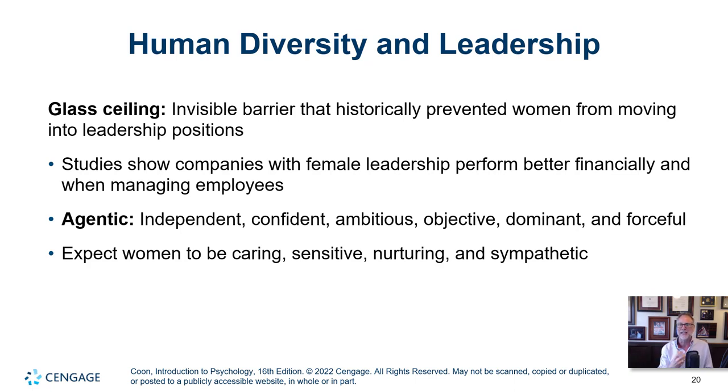It's a psychologist, Alice Eagly. She noted that women continue to face unique challenges, including those created by a clash between leadership stereotypes and the stereotypes of women. On one hand, most people expect good leaders to be agentic, meaning independent, confident, ambitious, objective, dominant, and forceful. But when it comes to women, they expect women to be more communal. A communal person is more dependent, caring, nurturing, tender, sensitive, and sympathetic.